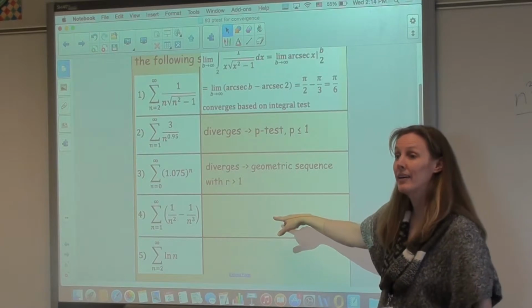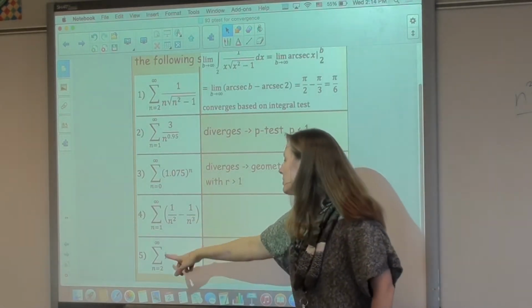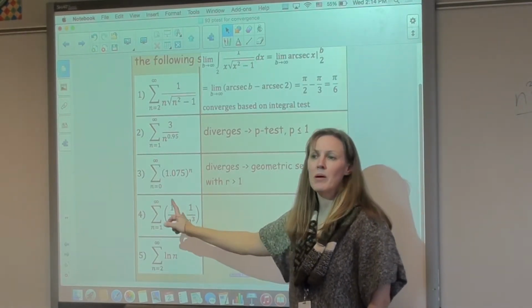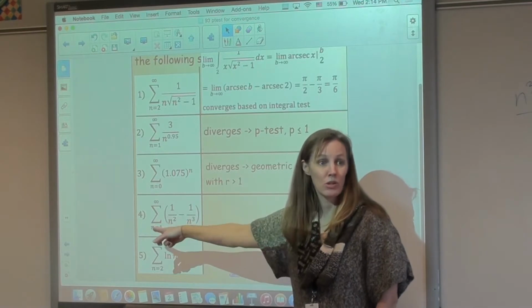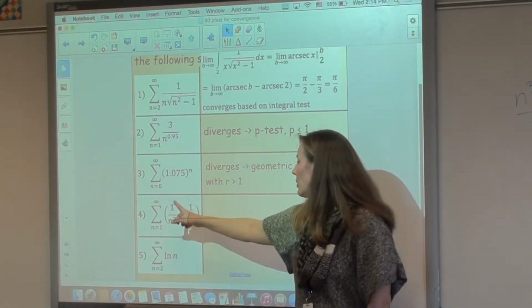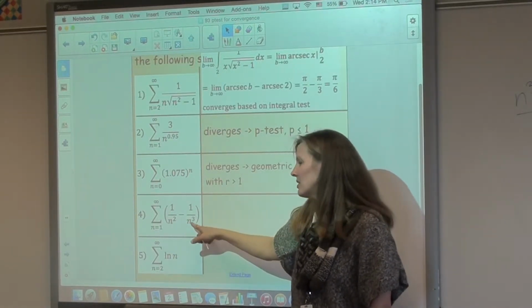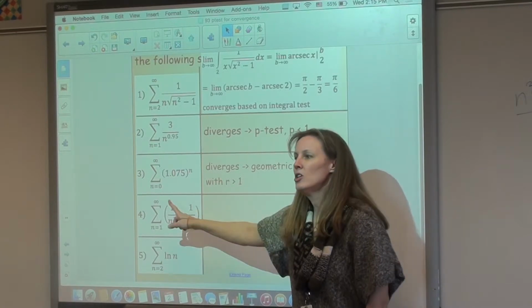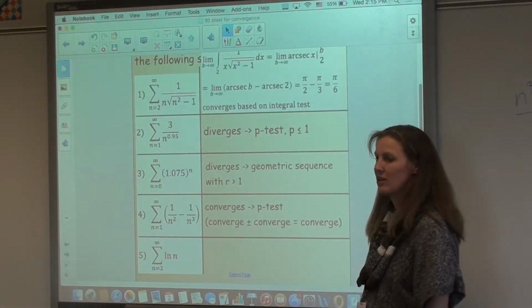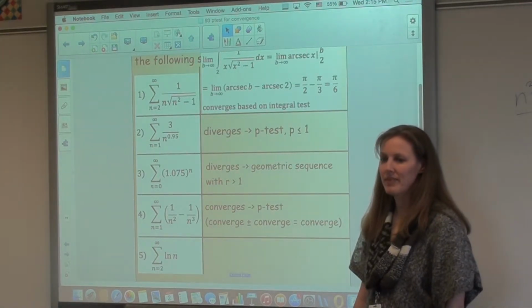You could split it up and then just use the P series. Beautiful. This is just a P series minus another P series, right? As long as you remember that when you have something minus something, you can split it into separate sums and determine convergence separately. So, does this converge or diverge? Converge. What about this one? Converge, right? So, converge minus converge equals converge. This thing is converging based on the P test.